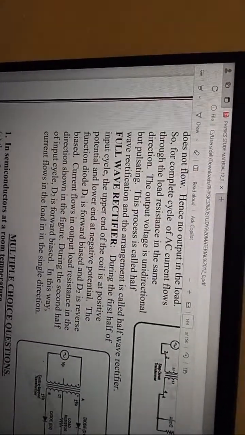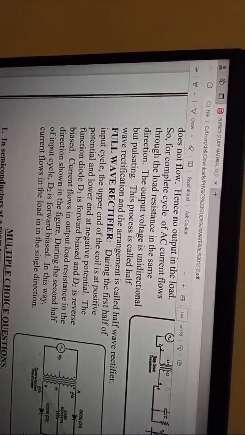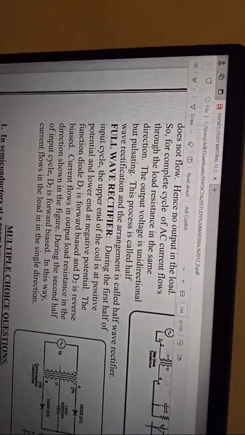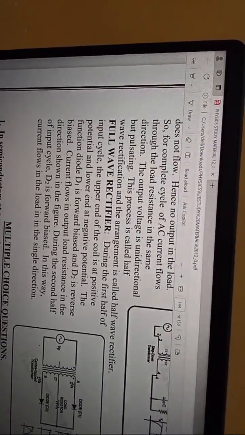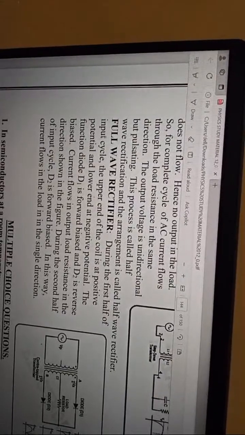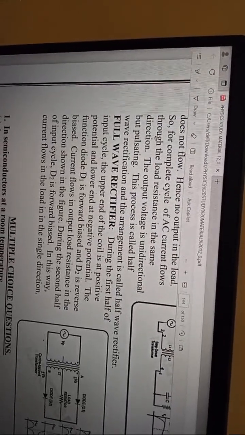Full wave rectifier. During the first half of input cycle, the upper end of the coil is at positive potential and lower end at negative potential. The junction diode D1 is forward biased and D2 is reverse biased. Current flows in output load resistance in the direction shown in the figure.